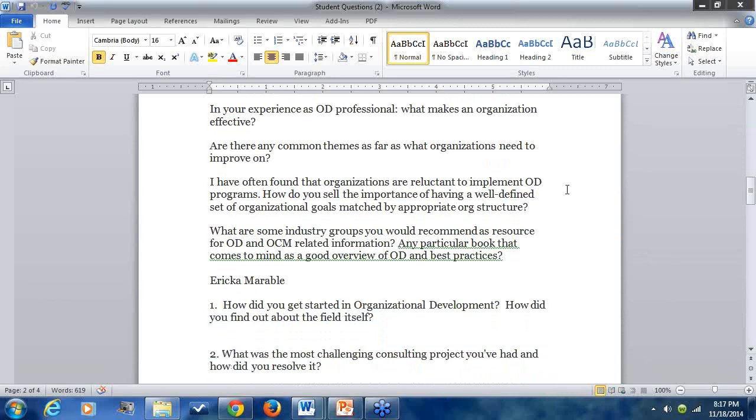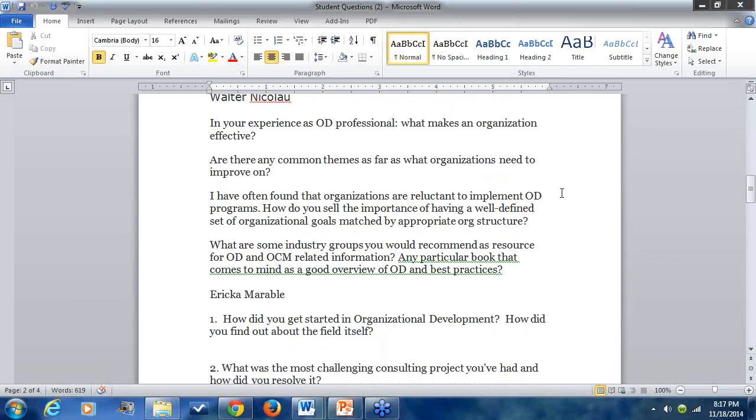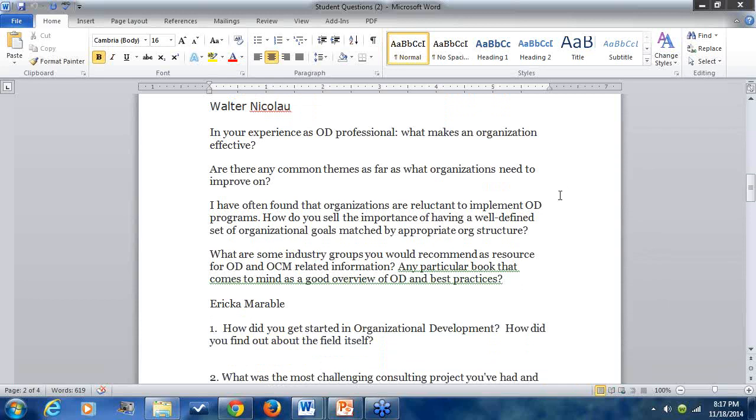What makes an organization effective? Walter, what makes an organization effective is if they're doing what they intend to do, and the members of the organization are healthy, happy, and excited to be there every day. And by the way, organizations can be families, and so that same bias holds for families and social groups. If they're doing what it is that they intend to do, and everybody's happy and excited about it, then they're pretty effective.